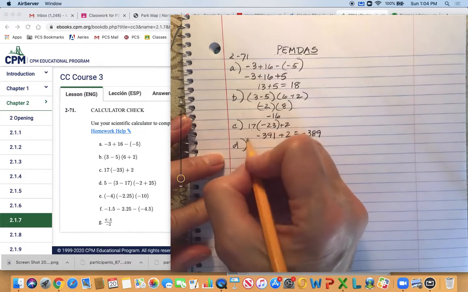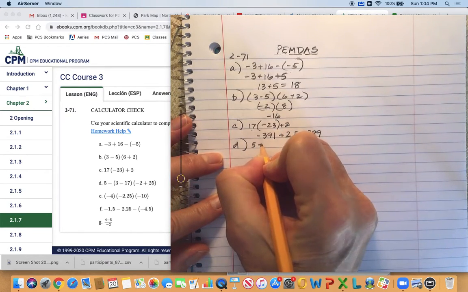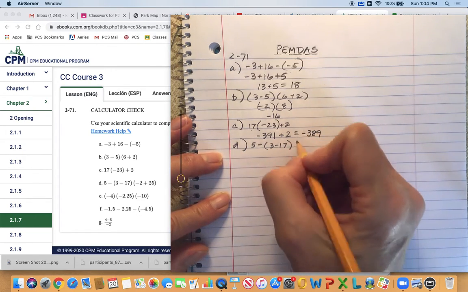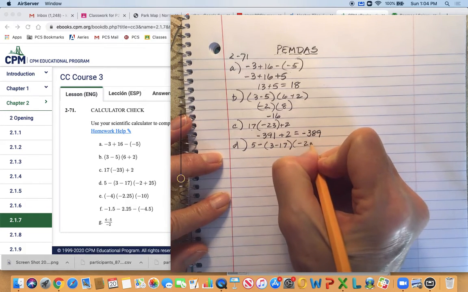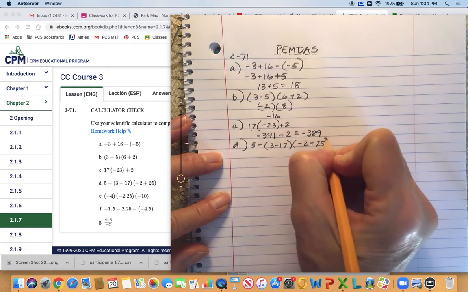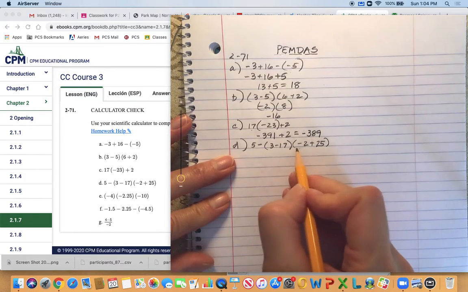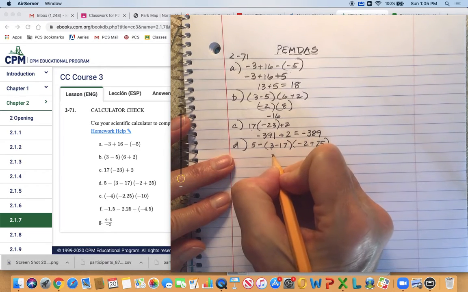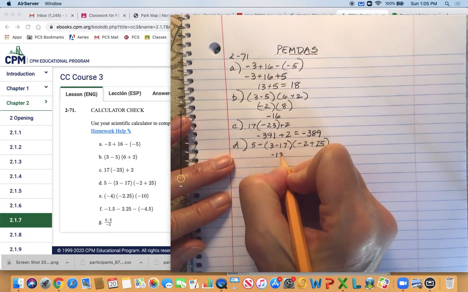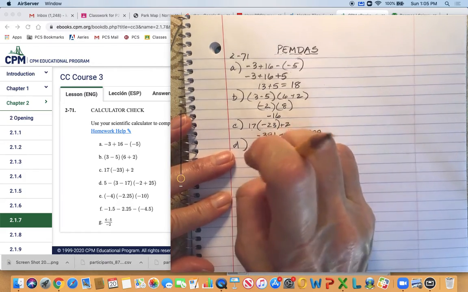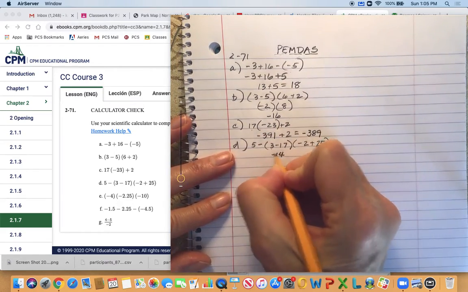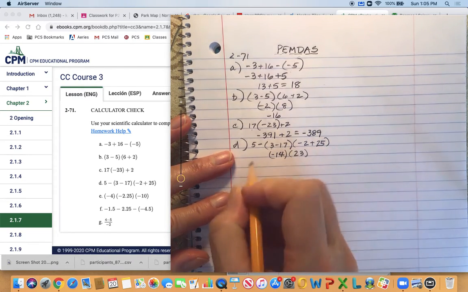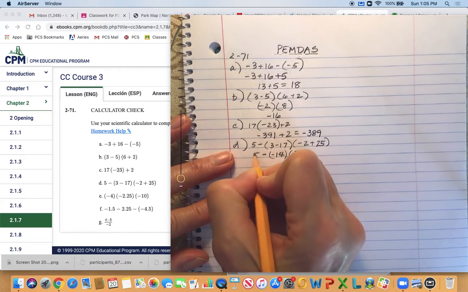All right, D. D is 5 minus, and then parentheses, 3 minus 17, and then more parentheses, -2 plus 25. All right, so let's take care of the parentheses first. 3 minus 17 is going to be -12, or sorry, -14. And then -2 and 25 will be a +23. And then we still got this 5 minus in front of it.